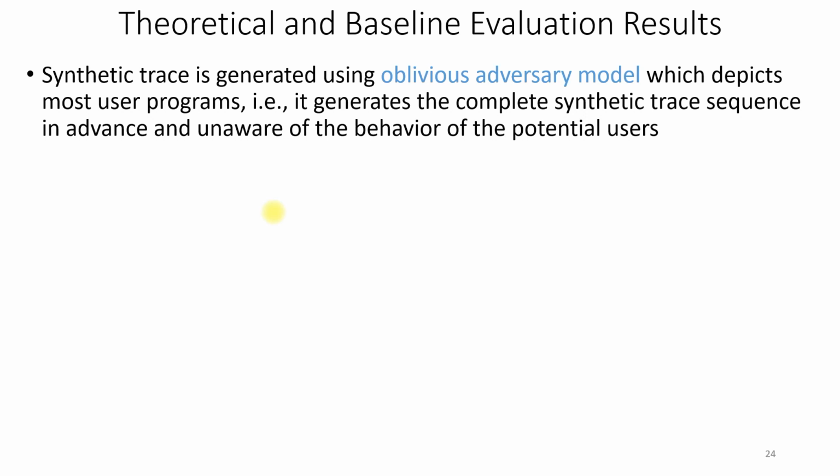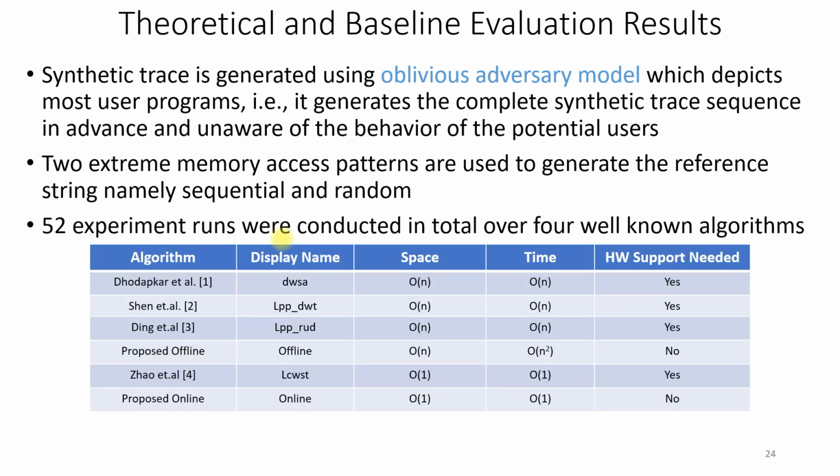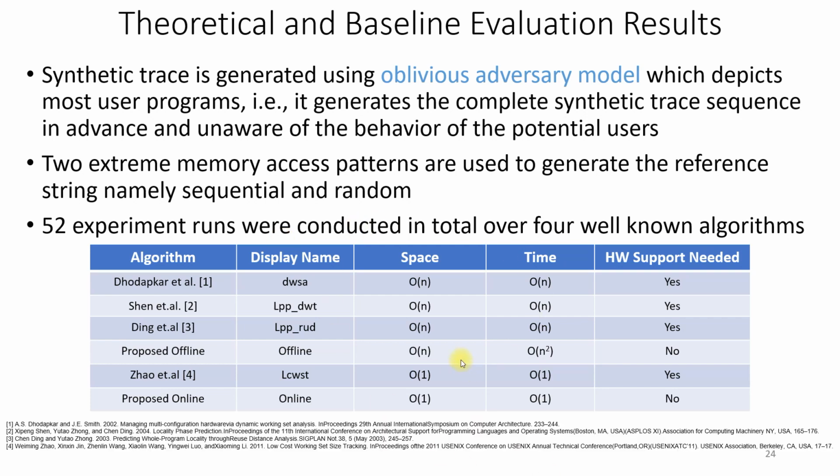To get the theoretical evaluation working, we used synthetic trace with marked phases, where the oblivious adversary model is used to generate the trace, which means that it generates a complete synthetic trace sequence in advance and is unaware of the behavior of the potential users, which depicts most of the user programs. 2 extreme memory access patterns are used to generate the reference string, namely sequential and random. We notice that this is enough to cover all the intermediate patterns that a program can emit. 52 experiments were run in total over 4 well-known algorithms that are described in this table.